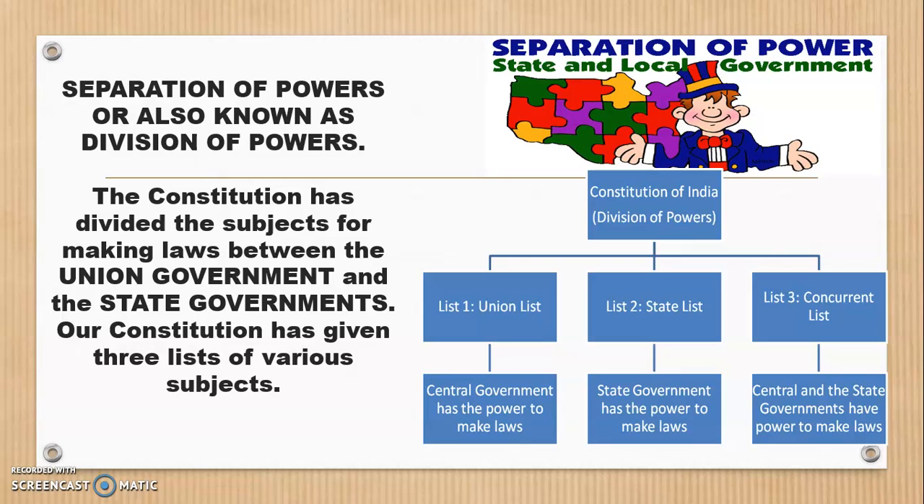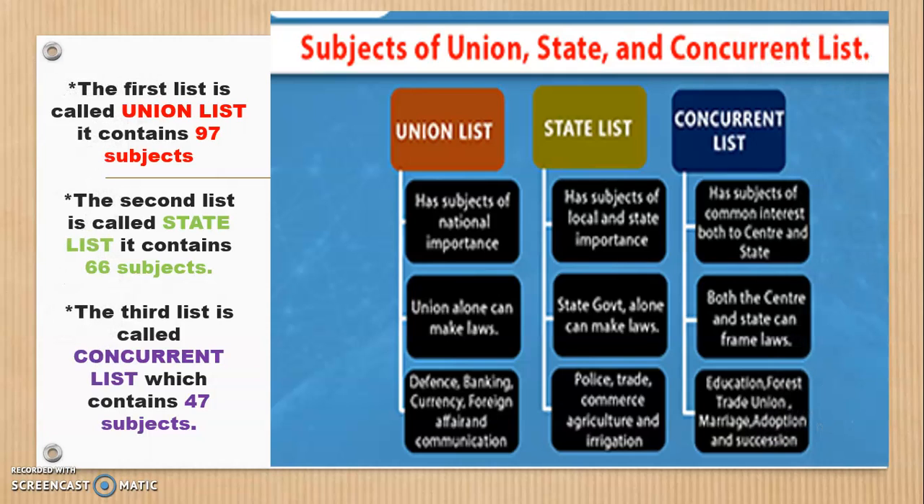The Constitution has divided the subjects for making laws between the union government and the state government, and it has given three lists of various subjects. The first list is called the union list. The union list works at the central government and has the power to make laws for the central government. The state list has the power to make laws for the state government, and the concurrent list is where both the central and the state government come together and make laws for all. Now how has it been made?